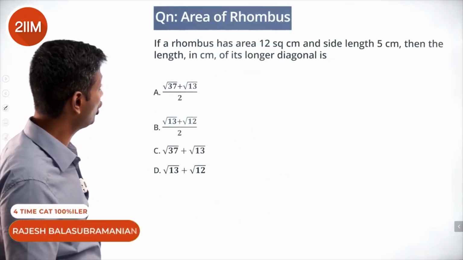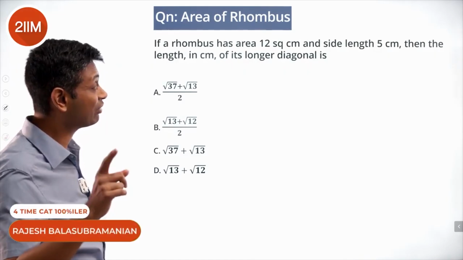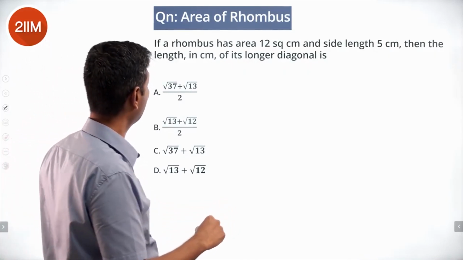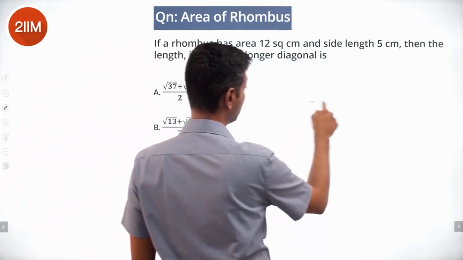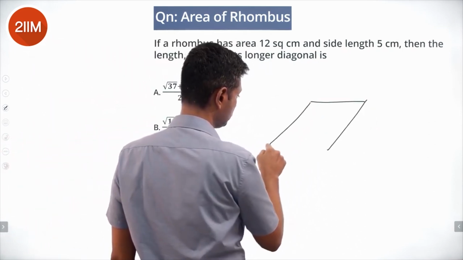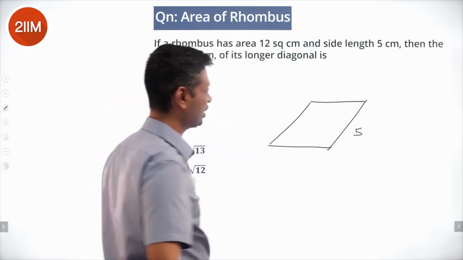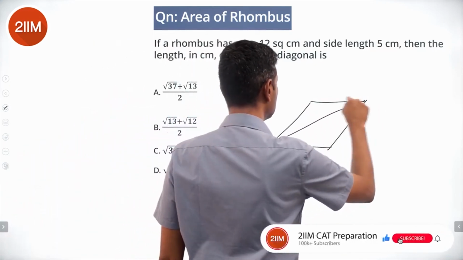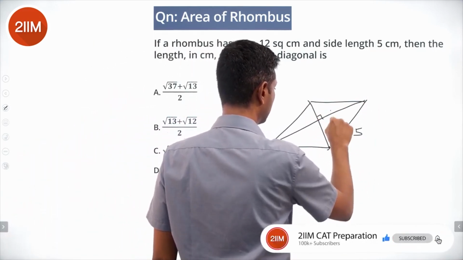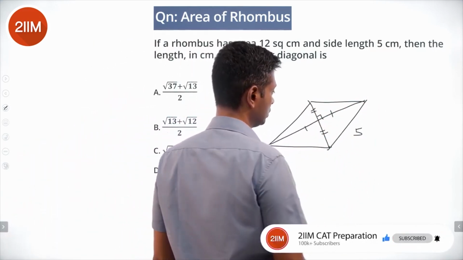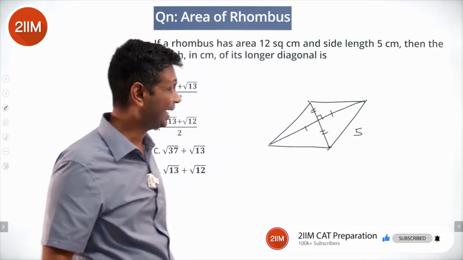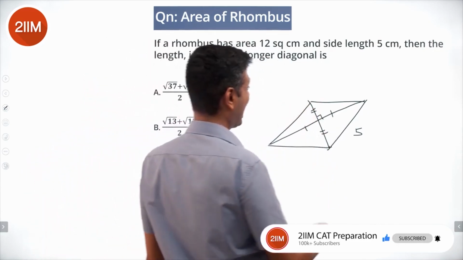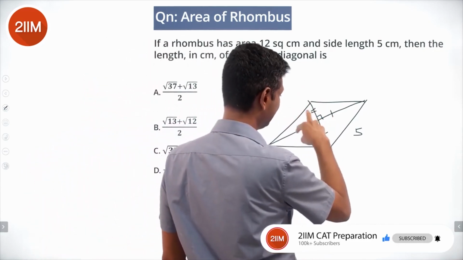A rhombus has an area of 12 square centimeters and side length 5 centimeters. Then find the length in centimeters of its longest diagonal. This is 5. My initial instinct was 3, 4, 5 and we are done. Within a rhombus, the diagonals are perpendicular bisectors of each other. That means the diagonals are 6 and 8. This is 6, this is 6, this is 8.